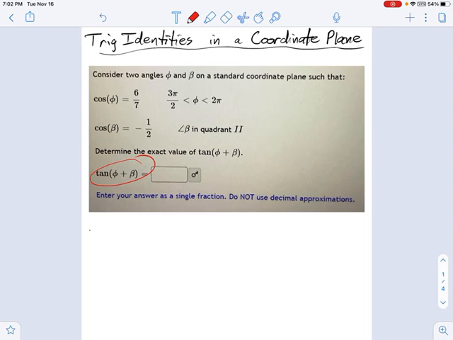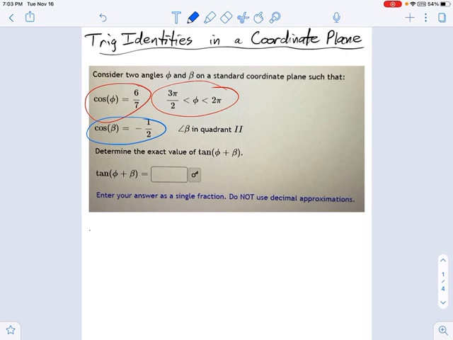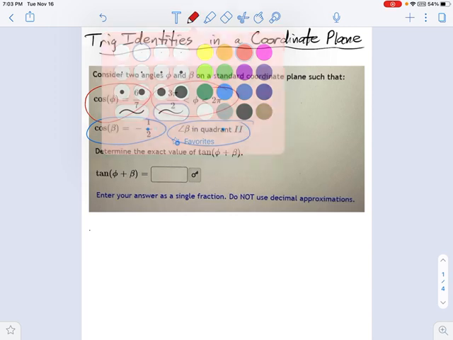And then I'm going to use what information I'm given here, in this case, cosine of an angle and the location of that angle, and cosine of another angle and the location of that other angle. And you know what? I'm going to color code these things. We're going to keep track of it a little better this way. So I'm going to have angle beta in blue and angle phi in red.